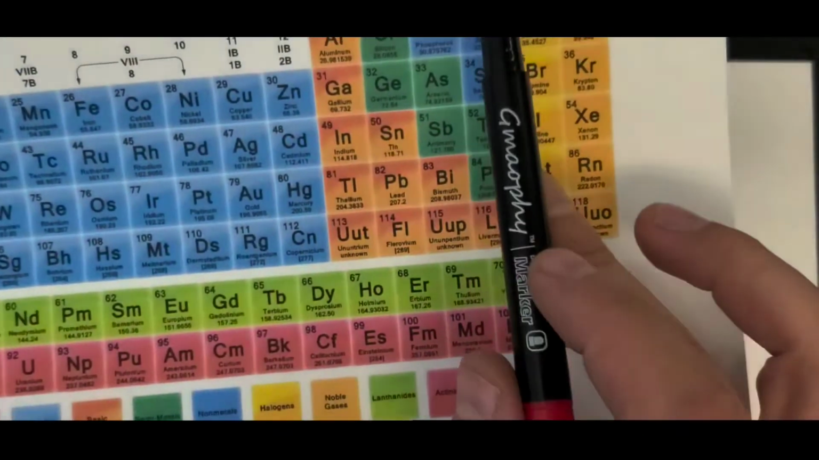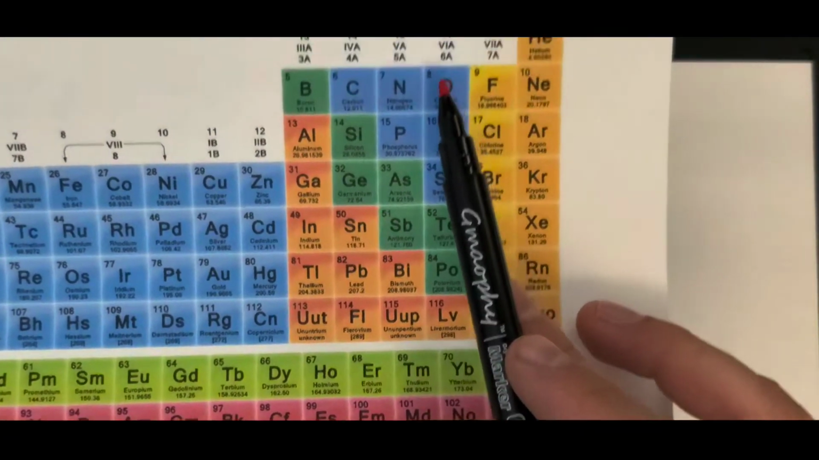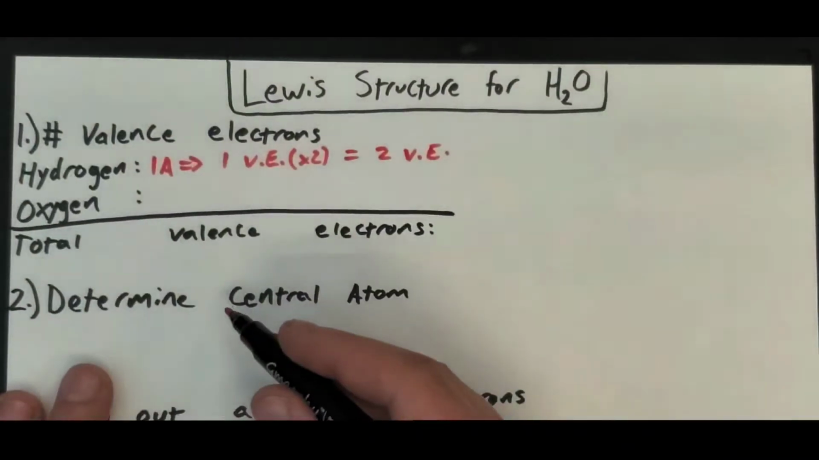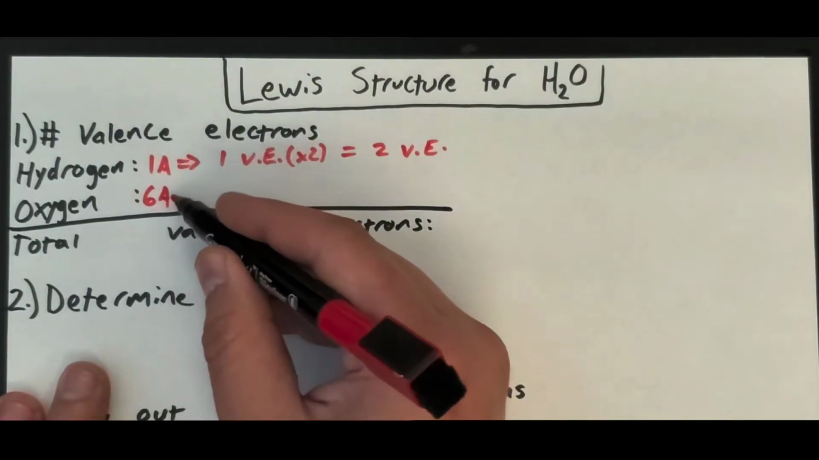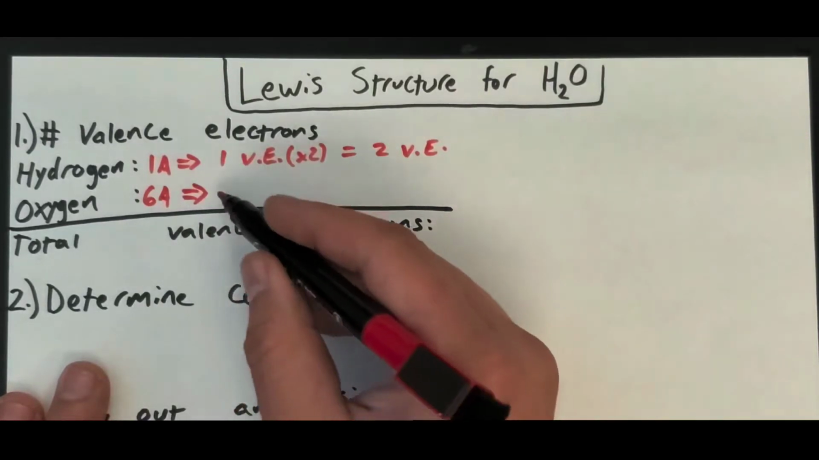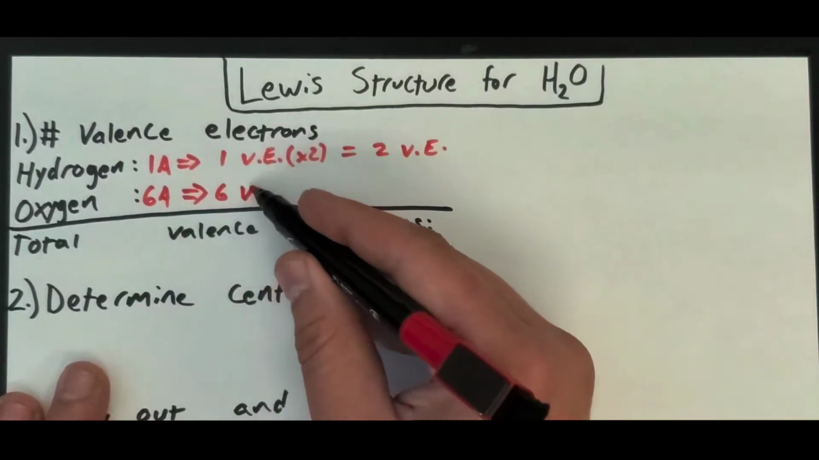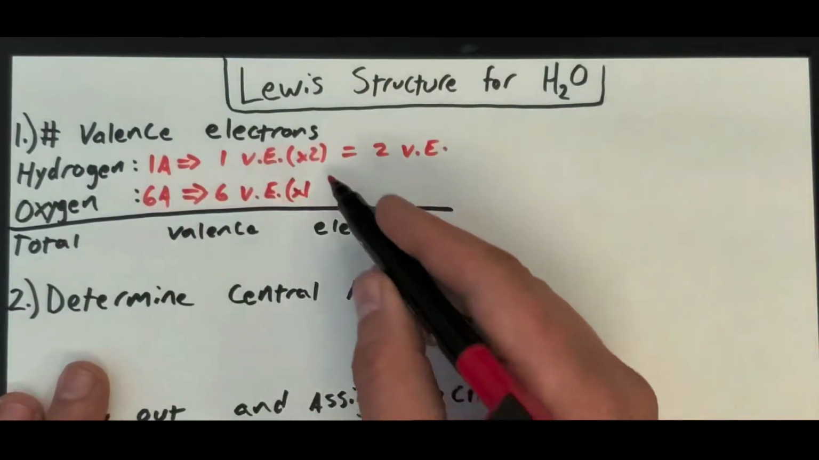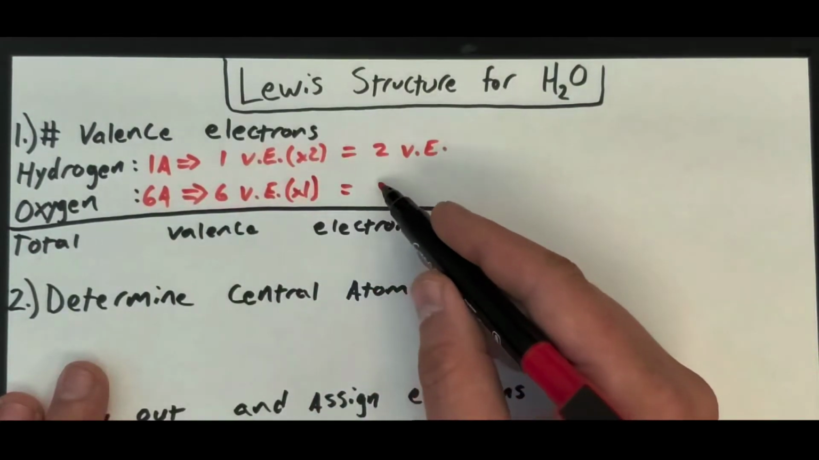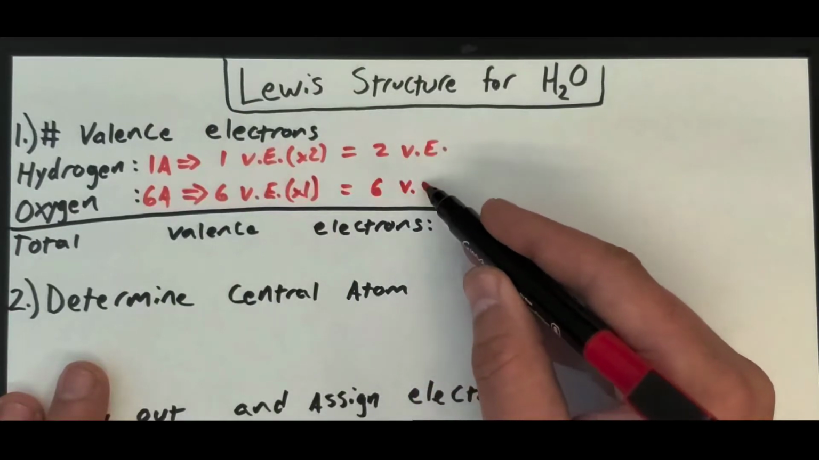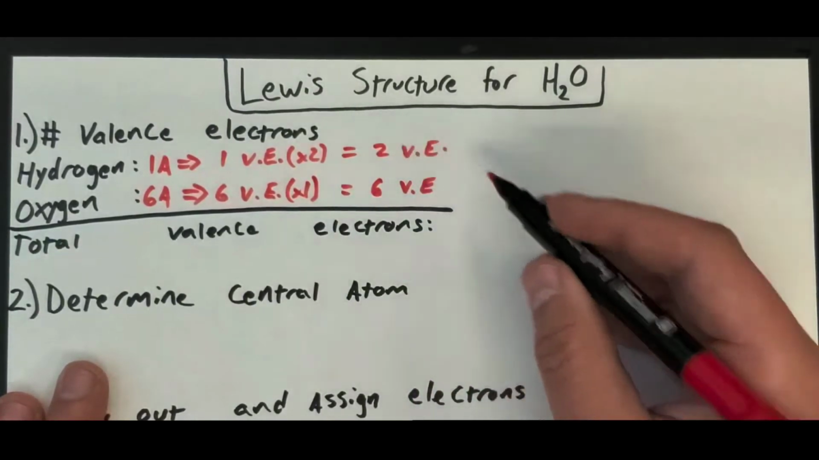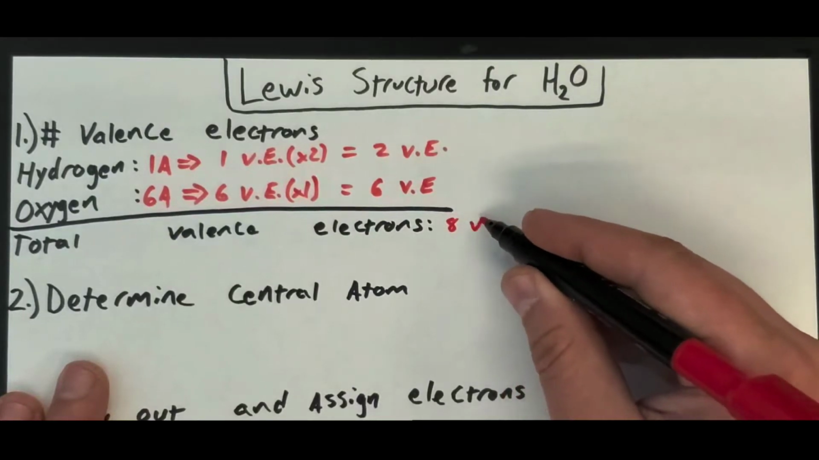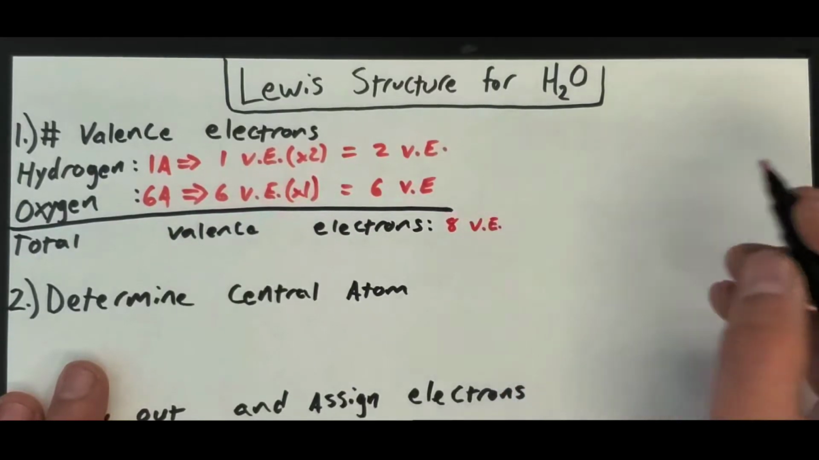Oxygen is in column 6A. So 6A, that means that it's going to bring 6 valence electrons. There's only 1 of them in our chemical equation. So we have 6 valence electrons from oxygen plus the 2 valence electrons from hydrogen, means we have 8 valence electrons total.